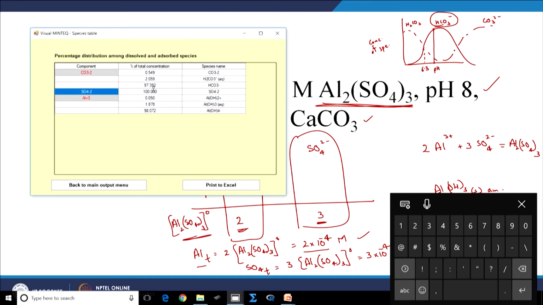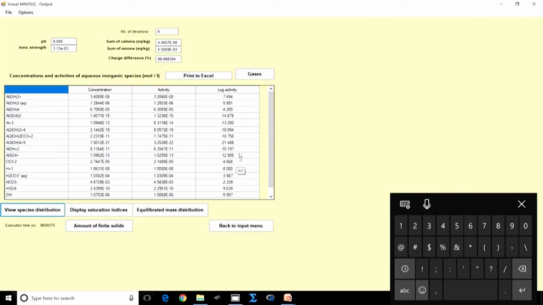SO4 2 minus, they are saying it's going to be present as SO4 2 minus. There is nothing surprising in that, knowing the relevant pK of H2SO4 and HSO4, right? And Al3+ looks like it's mostly going to be present in the aqueous phase. Keep in mind this is for the aqueous phase, right? Within the aqueous phase, it's mostly going to be present, 98%, as the Al(OH)4 negative complex, right? But here we know that we are also going to have to look at the relevant solid, right? So how do I look for that now?